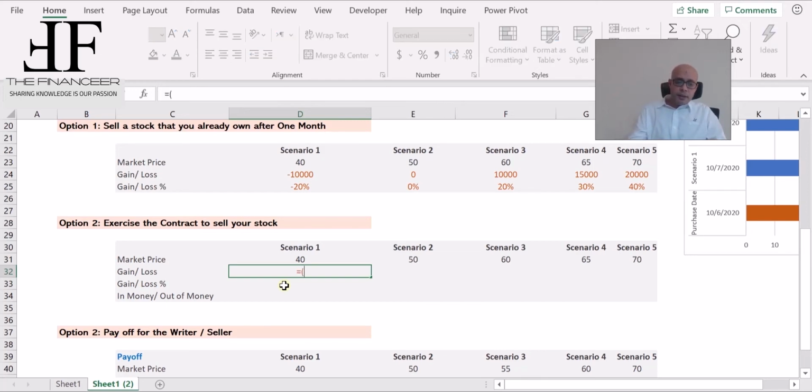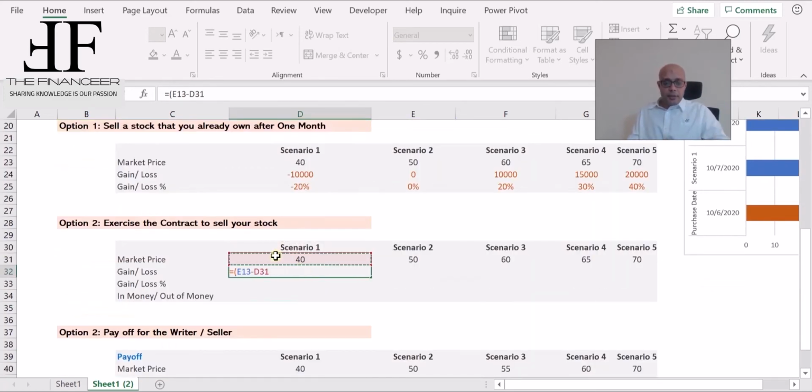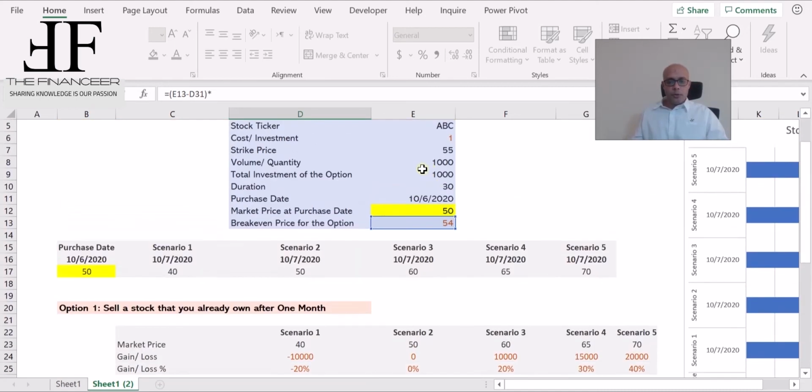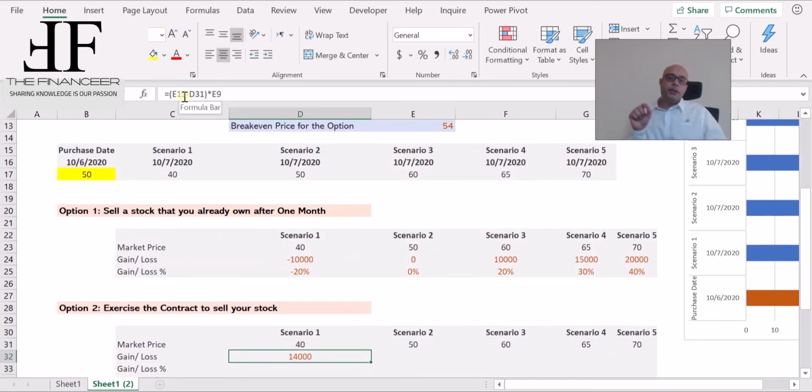The gain is simply the difference between the break-even price that you have for the option minus the market price here. And this will be multiplied by the number of stocks that you have, which is the number of shares in the contract. Now, this will result in $14,000 as a gain if you have the market price in the first scenario as $40. You know how much did you pay in the beginning in order to acquire this put option? You paid $1,000. So $1,000 you paid initially, and now you got a gain equal to $14,000.